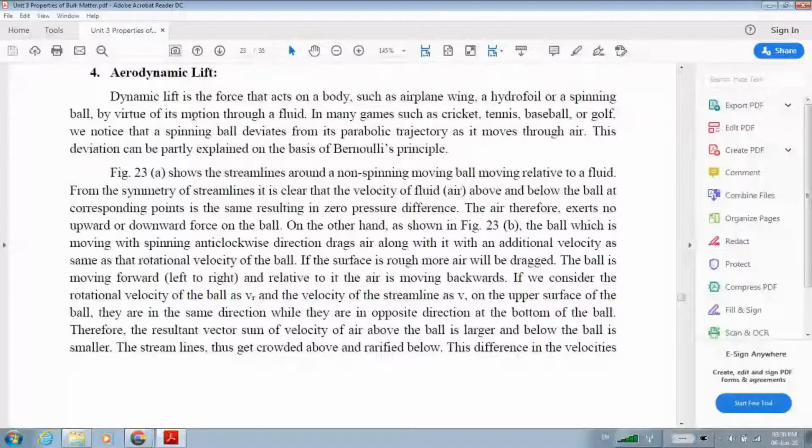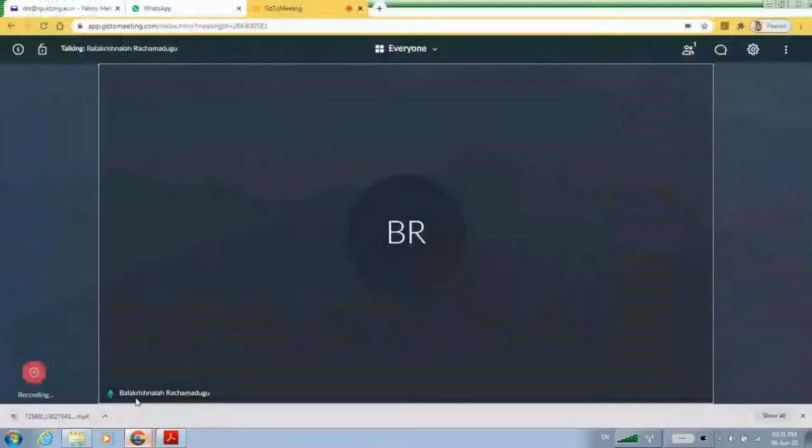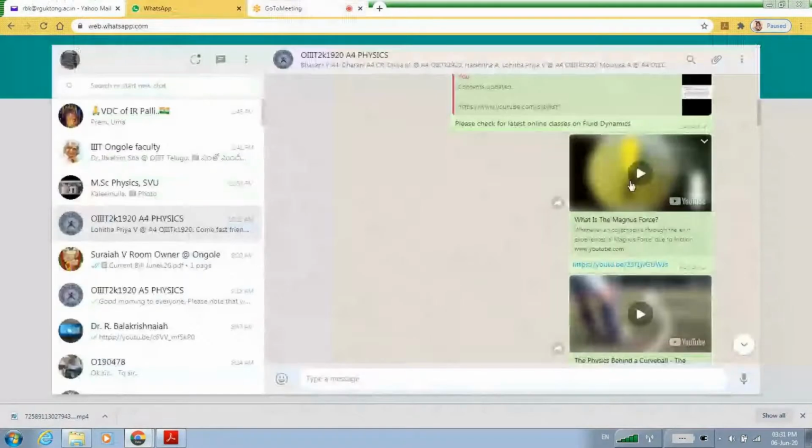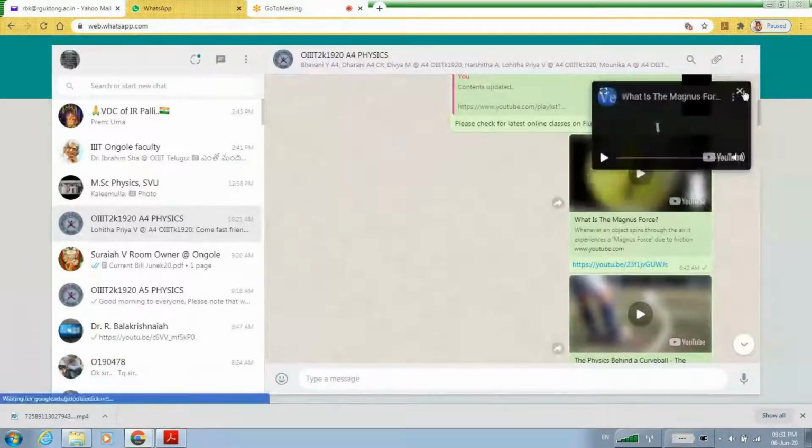The actual path will be different from that of the expected path. So how can we see this? If you see, for example, here, this deviation is due to the Magnus effect, because of the spinning of the ball.